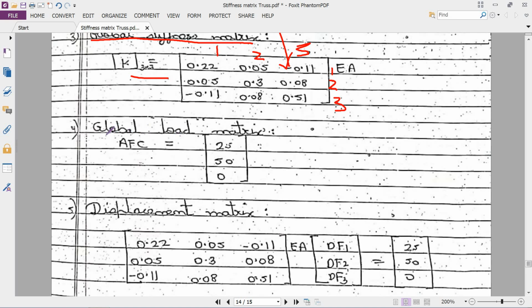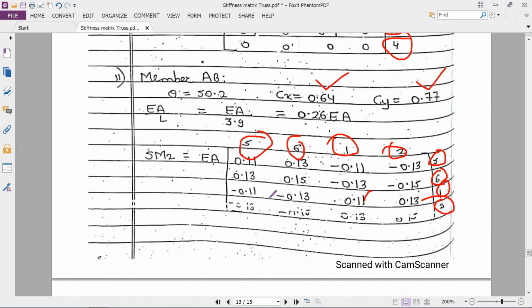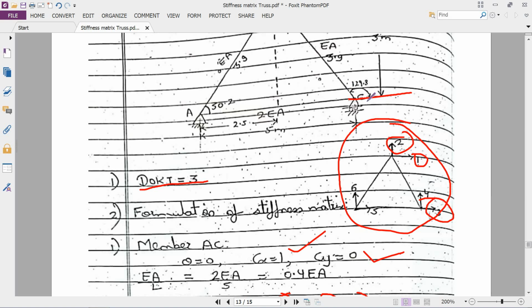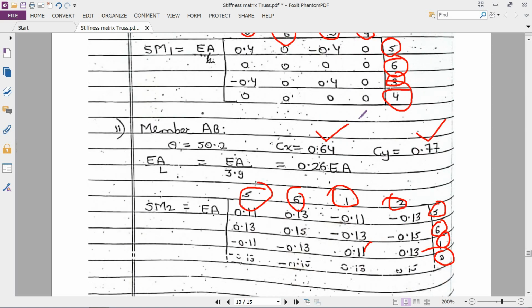Then the next step is the calculation of the global load matrix. So the global load matrix will be formed at the unknowns. Okay, so the unknowns will be calculated at the junction of B and at the junction of C. So if you see at point 1, a 25 kilonewton load is there, and it has a plus sign, meaning it is going to the right side. In the same way, at 2 there is 50, again with a plus sign, so 25 and 50 will be there. Okay, and here at point C there will be no load, so it will be 0.